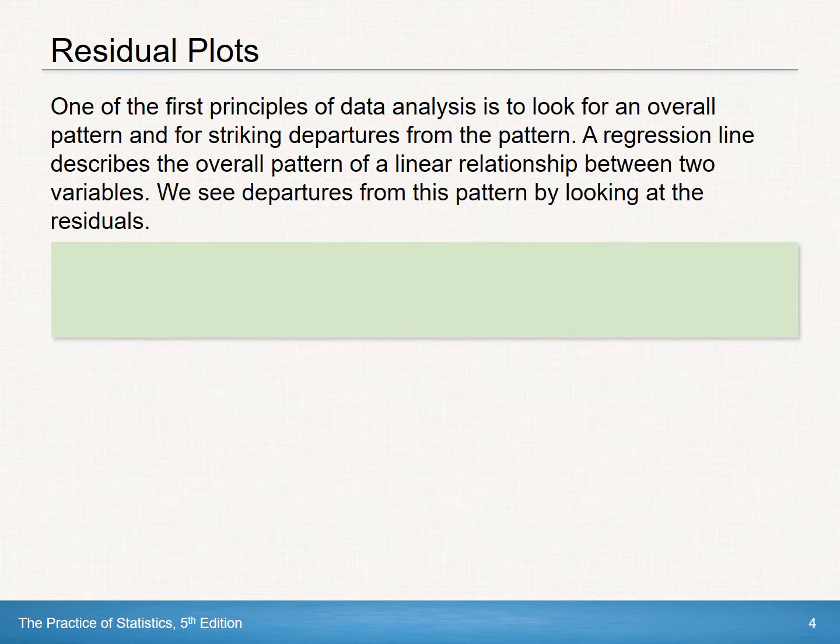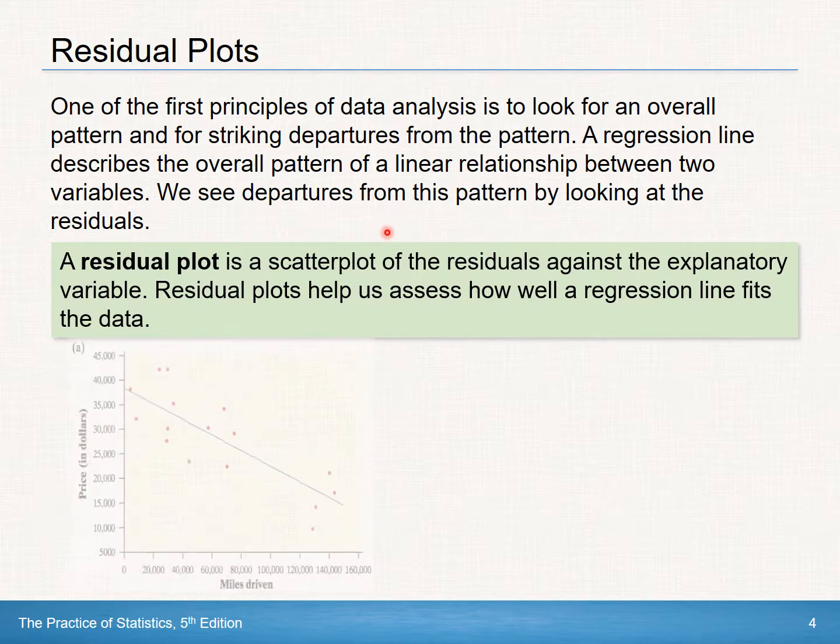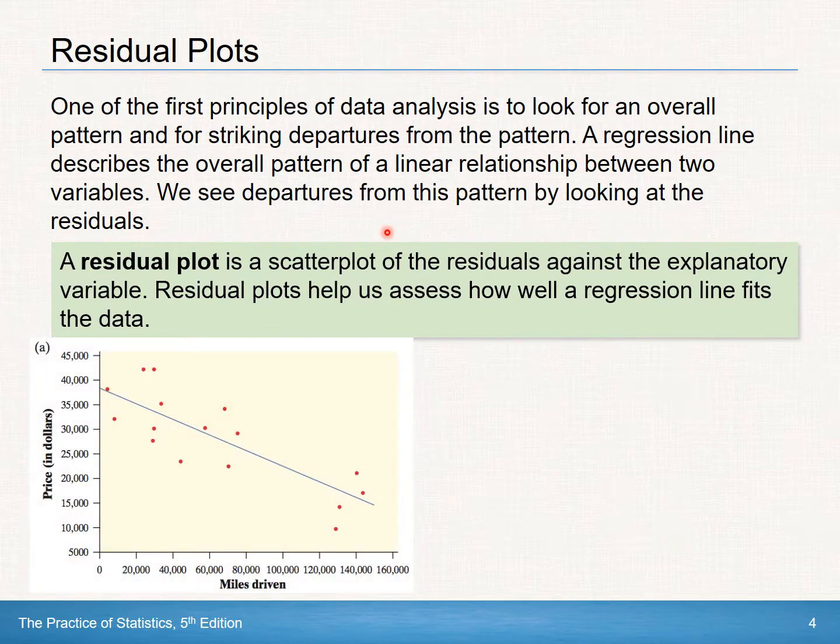A residual plot is one of the first principles of data analysis, is to look for an overall pattern or for striking departures from the pattern. A regression line describes the overall pattern of a linear relationship between two variables. We can see departures from this pattern by looking at residuals. A residual plot is a scatter plot of the residuals against the explanatory variable. Residual plots help us assess how well a regression line fits the data.